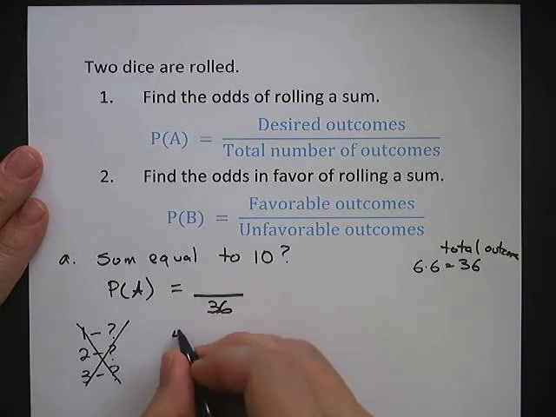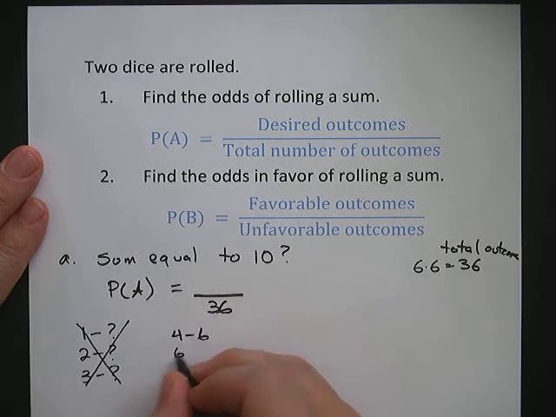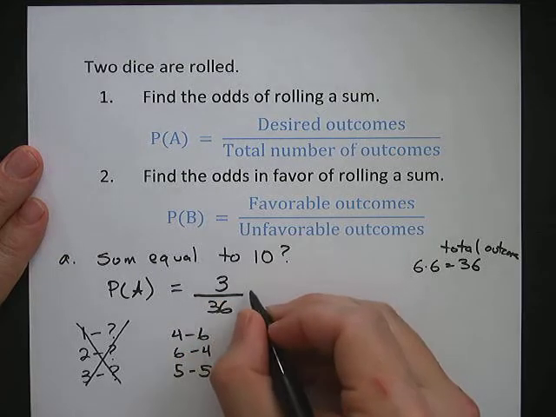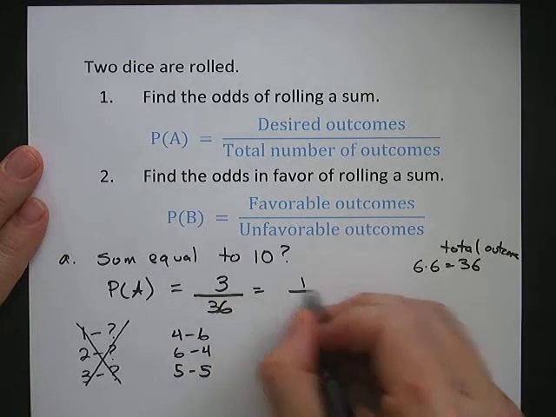Now 4 could go with 6. That works. 6 could go with 4. That works. And 5 could go with 5. That works. So that gives you 3 outcomes out of 36, which reduces to 1 over 12.